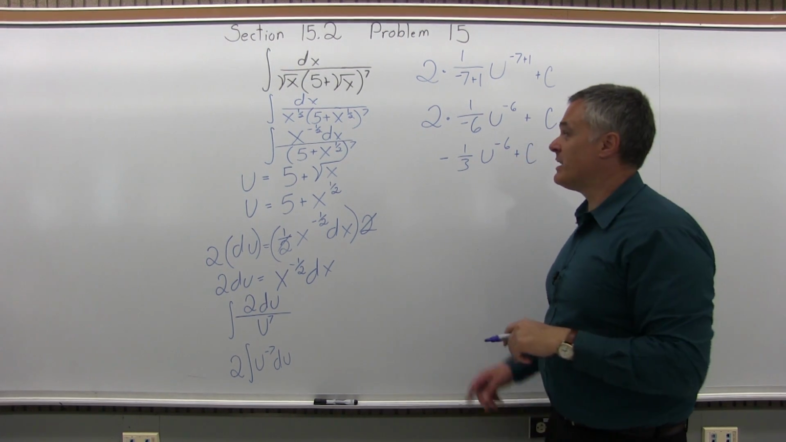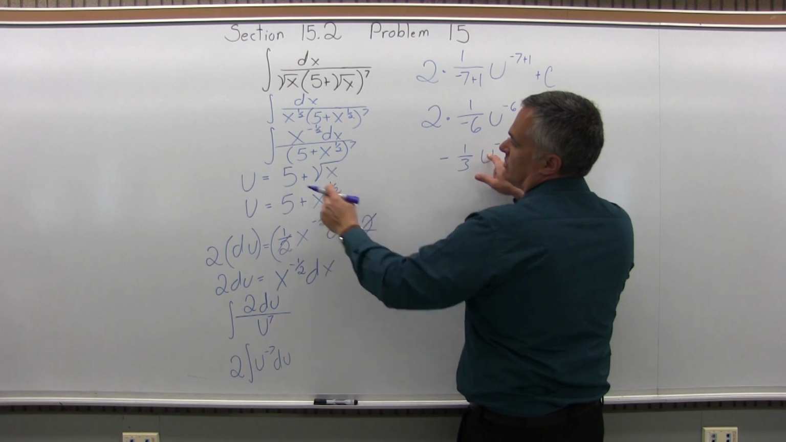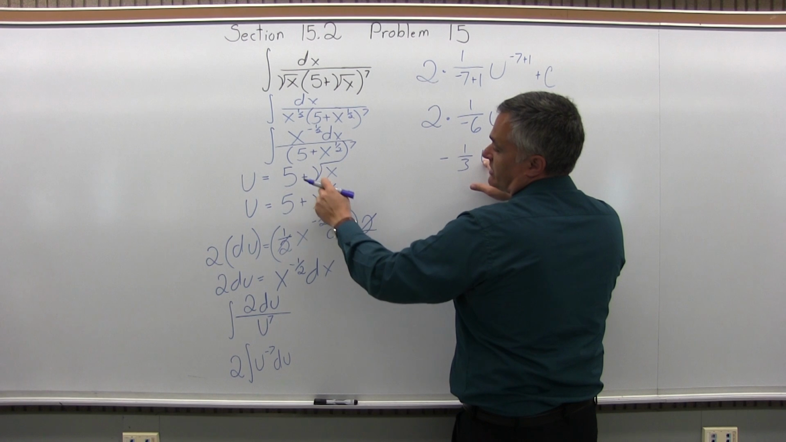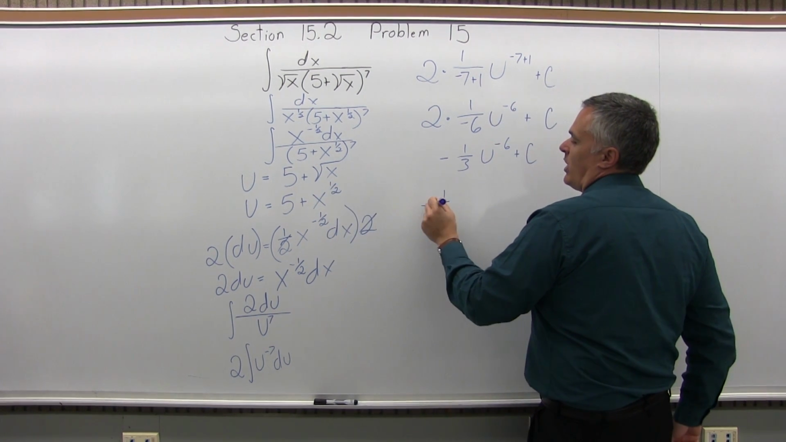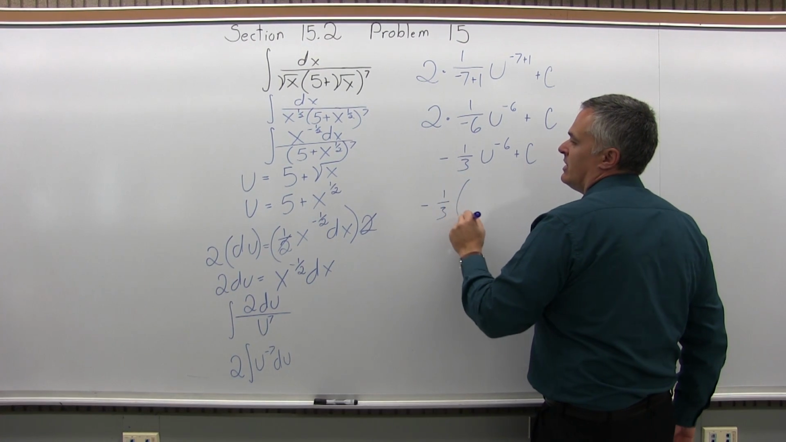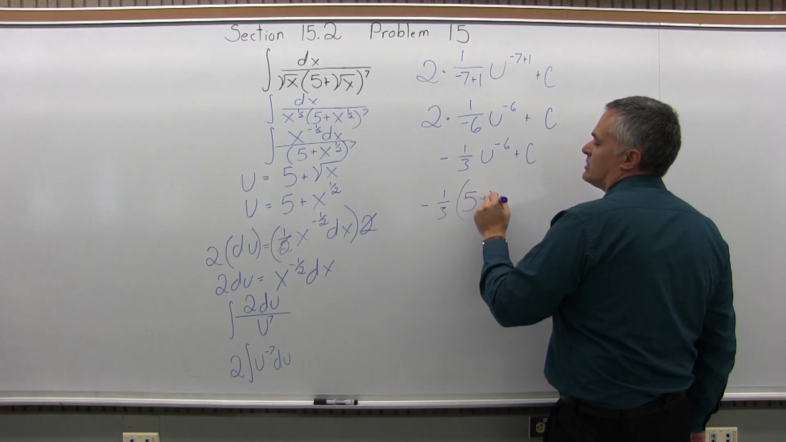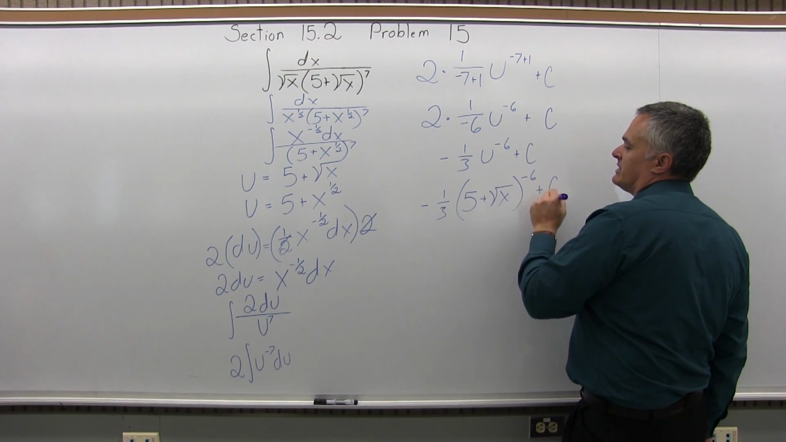Now that's simplified, but I do have to put the x back in. I can't leave my answer in terms of u. So I have what u is equal to from the beginning, either with the square root notation or the 1/2 exponent notation. I'll have minus 1/3 u to the minus 6 will be 5 plus square root of x to the minus 6 plus a constant.